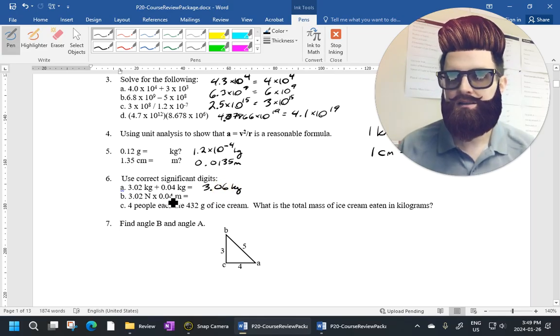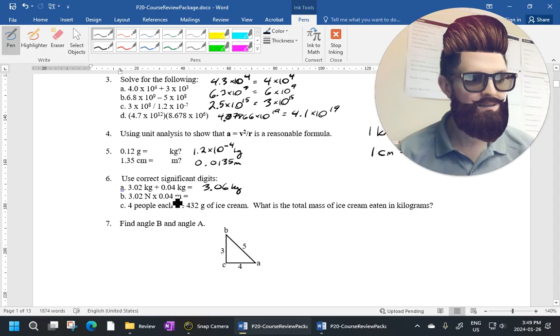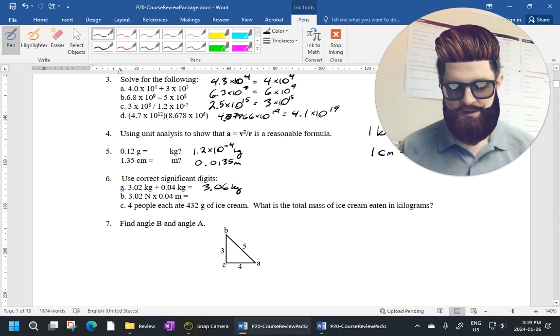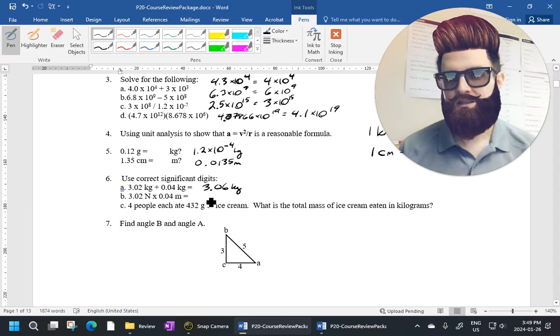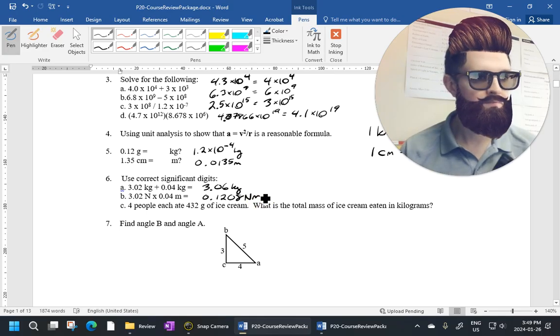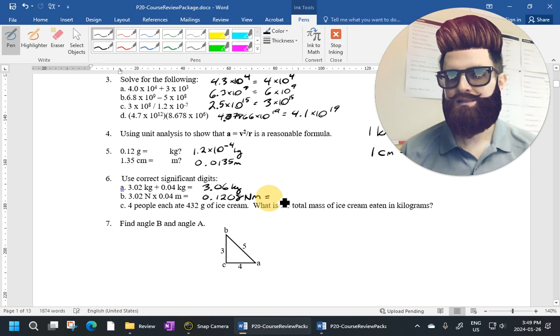If I multiply these two, and there's only 1 sig dig here, so my answer is going to only have 1 significant digit. 2.08 times 0.04. This is the answer when I multiply it, 1.1208 Newton meters. Right? And then proper sig digs, 0.1 Newton meter. That's it.